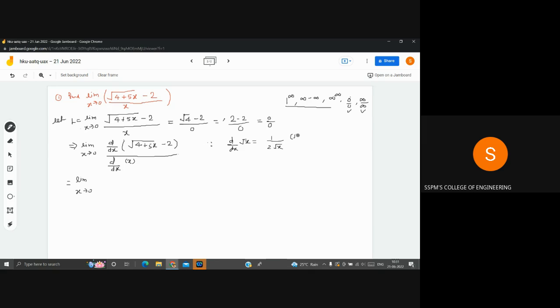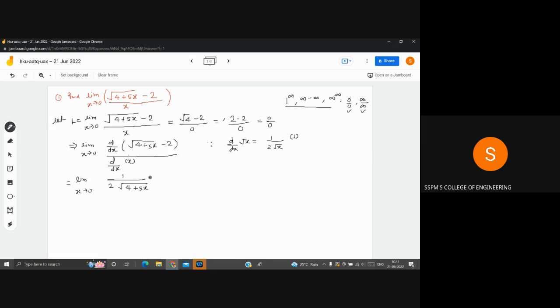तो ये रिजल्ट आप लोगों को पहले अंडरस्टैंड होना चाहिए कि जिस रिजल्ट से क्या कर सकते हैं ये लिमिट फाइंड आउट कर सकते हैं. So d by dx of the root, what is the derivative? It is 1 by twice into, first take the derivative of root because root is the function, so root of 4 plus 5x.